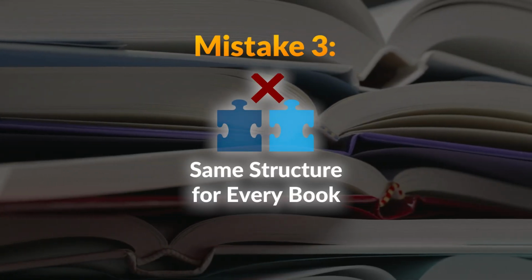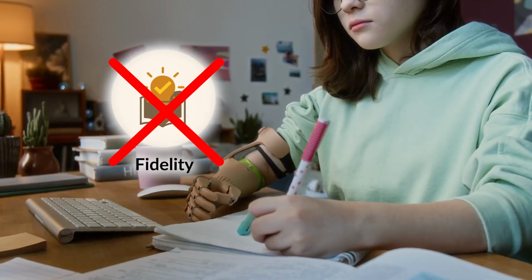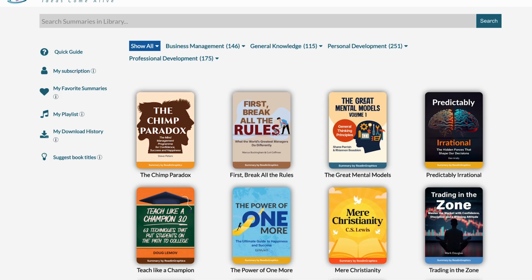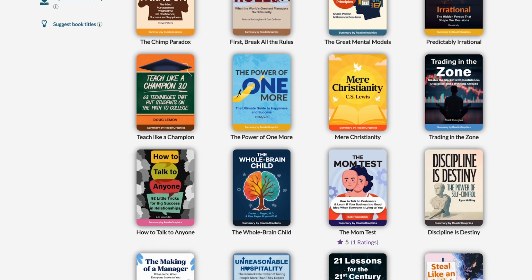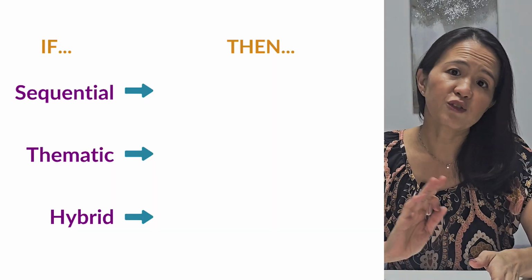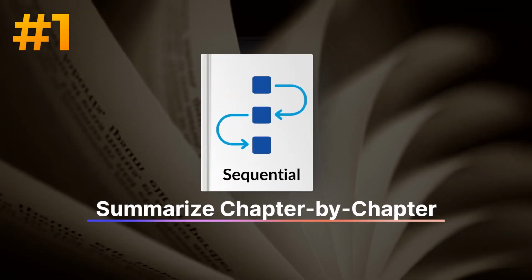Now let's move on to mistake number 3, using the same format for every book that you read. Not all books are built the same. Each author organizes their ideas differently. And if you don't take that structure into account, your summary can go off tangent. At Reading Graphics, we've analyzed hundreds of non-fiction books. And we found that 90% fall within 3 main structures, starting with the simplest one, sequential.